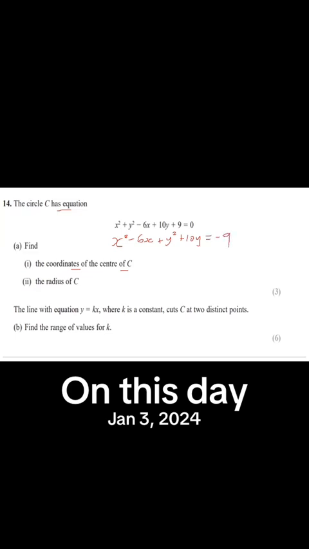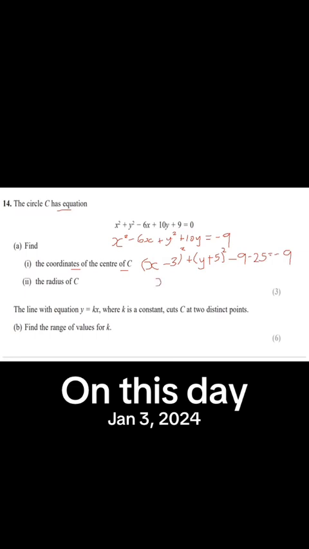I'm now going to complete the square on this quadratic and this quadratic separately, so I'm going to have x minus 3 all squared plus y plus 5 squared. Remembering that we subtract the square of this number when you complete the square. So minus 9, because 3 squared is equal to 9, subtract 25 is equal to minus 9. Rearrange this, so add 9 to both sides, add 25 to both sides.